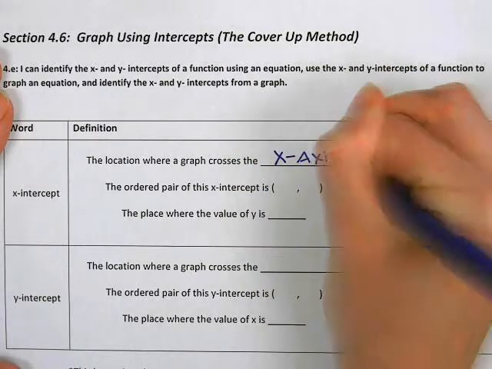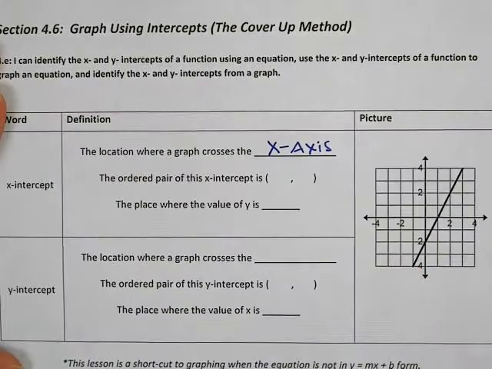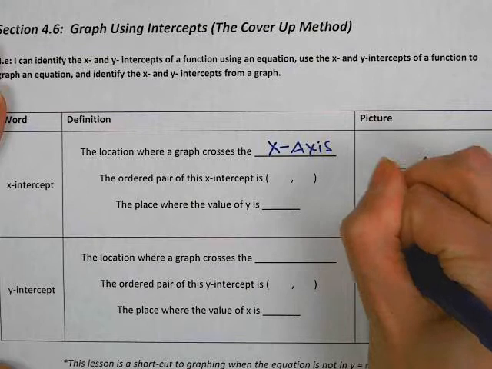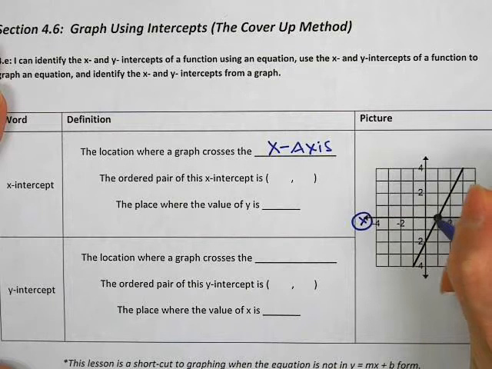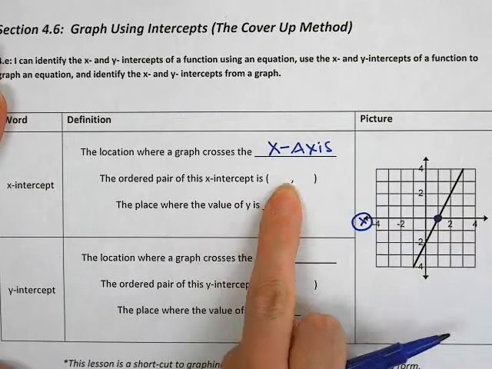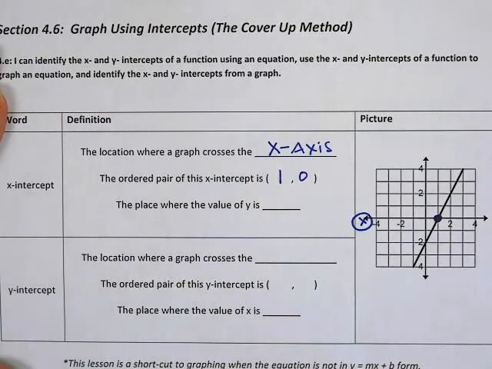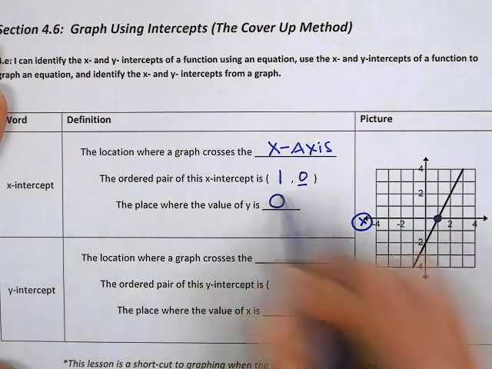So that makes sense. I want you guys to look at this line and find out where the x-intercept is. So where does the graph cross the x-axis? And it happens right here. And the ordered pair is, what is that, 1, 0. Okay, and something to notice is what is the value of y? The value of y there is 0. That's very important.